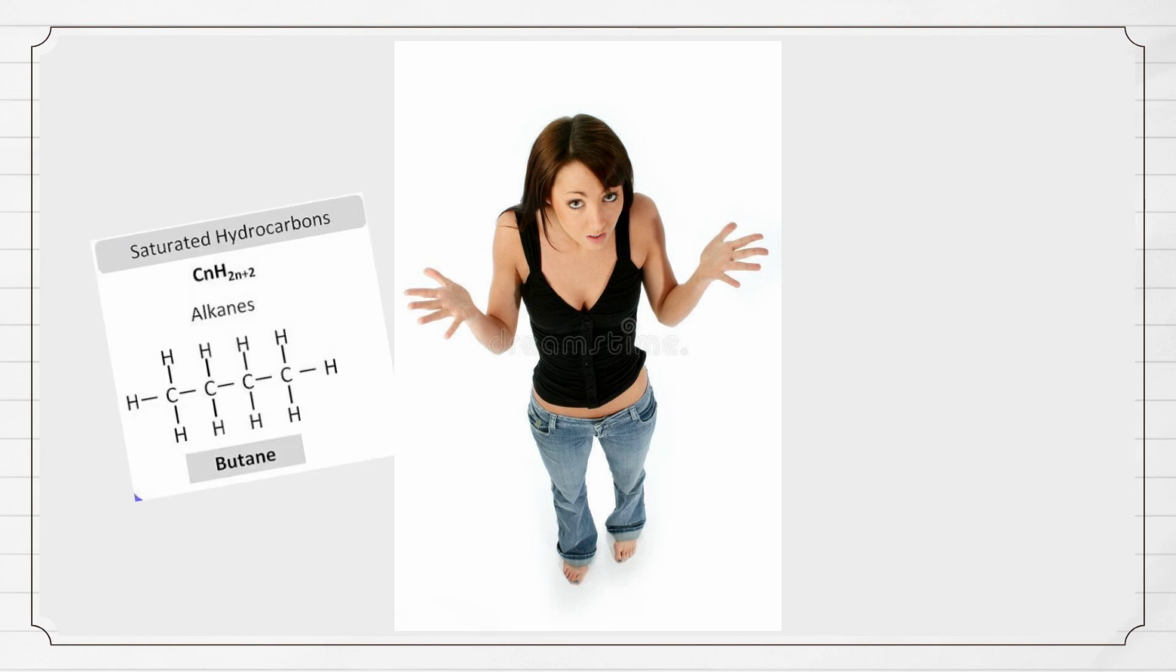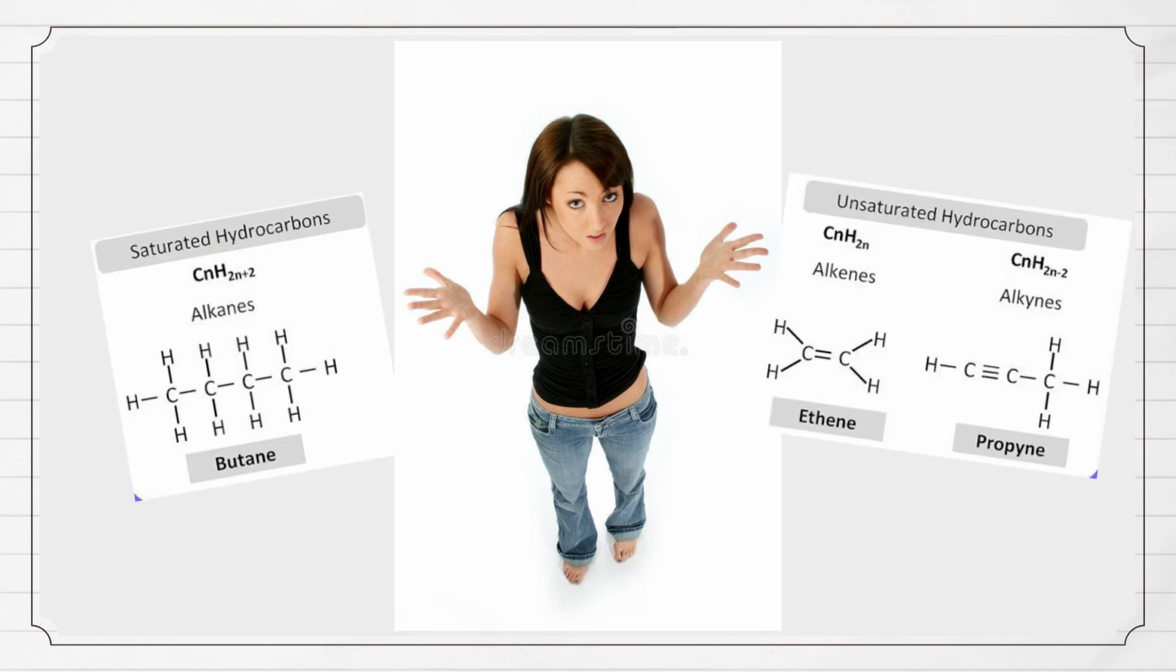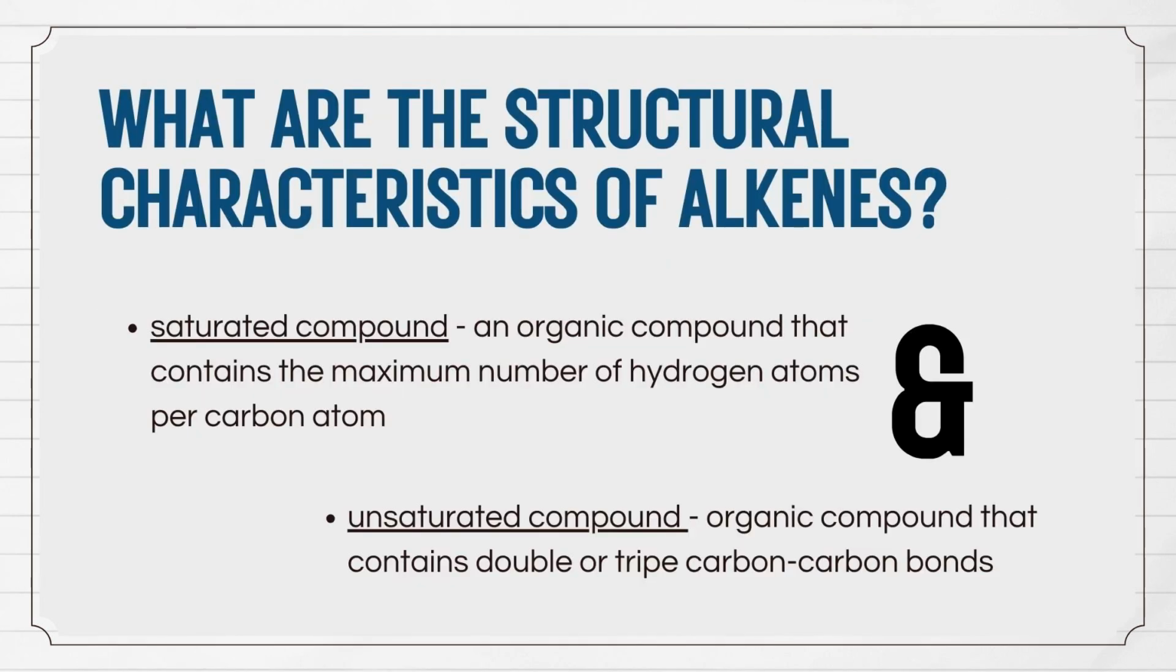Before we dive into alkenes specifically, it's important to understand the difference between saturated and unsaturated organic compounds. A saturated compound is one where each carbon atom is bonded to the maximum possible number of hydrogen atoms. In other words, all the bonds between the carbon atoms are single bonds.